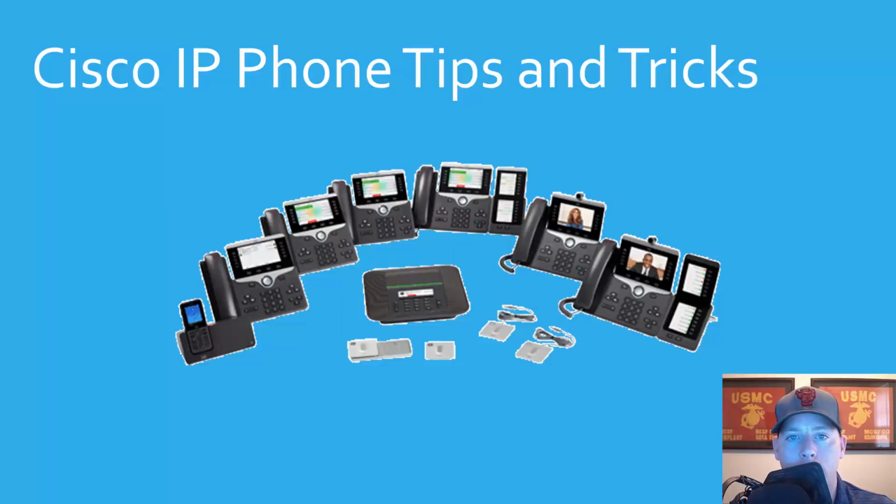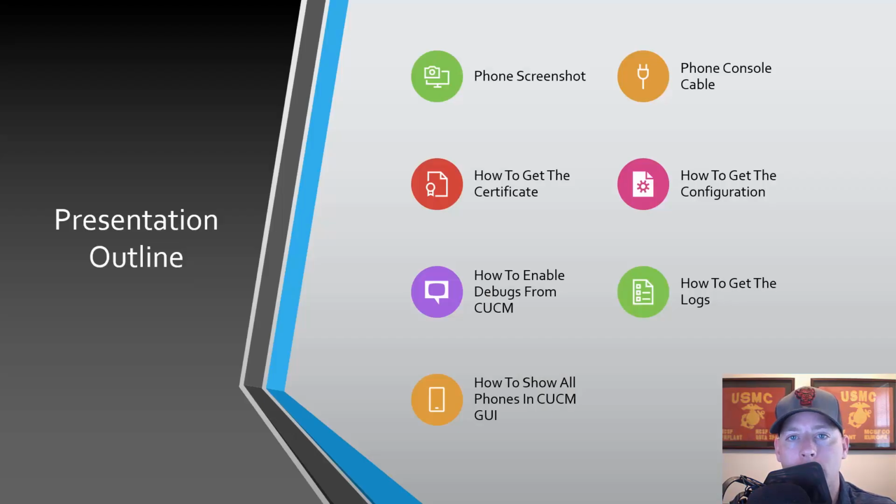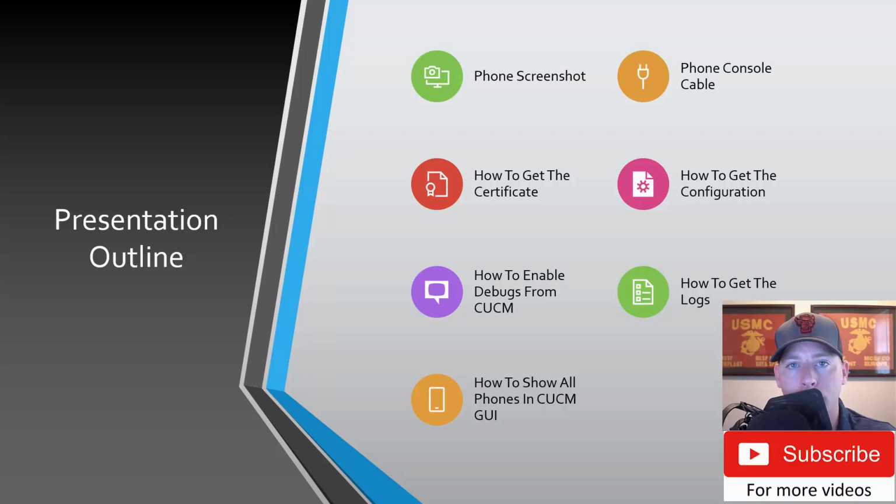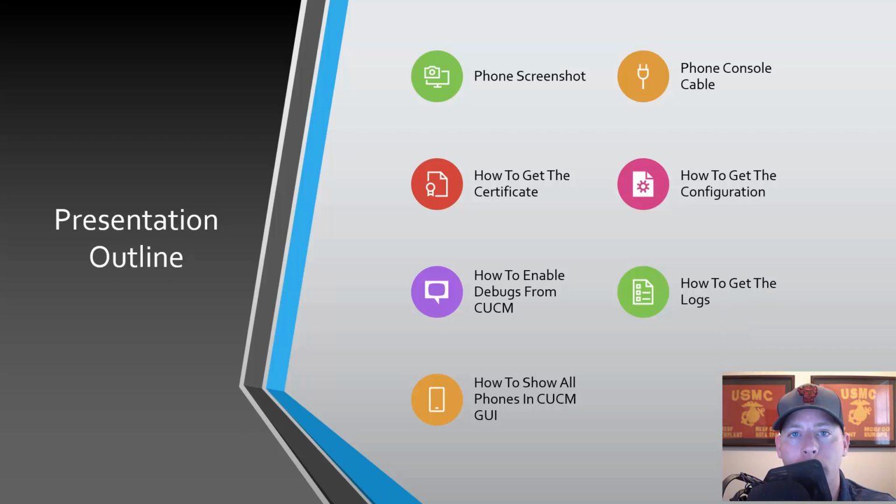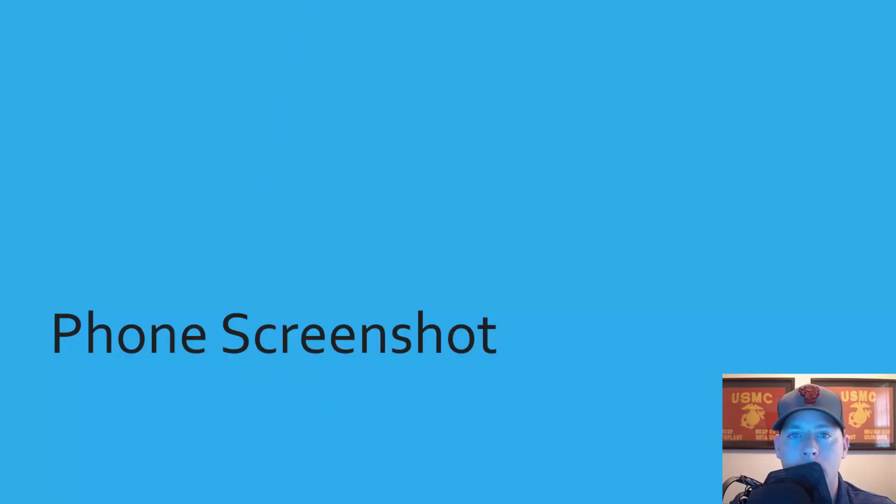Hey everyone, in this video I'll be sharing some tips and tricks that I've learned over the years working with Cisco IP phones. Here are some of the things that I'll be talking about in this video, such as getting screenshots of the phone through a web browser, how to enable the debugs on the phone using Call Manager, generating PRTs, where you can generate the PRTs from, getting the phone's configuration file, stuff like that.